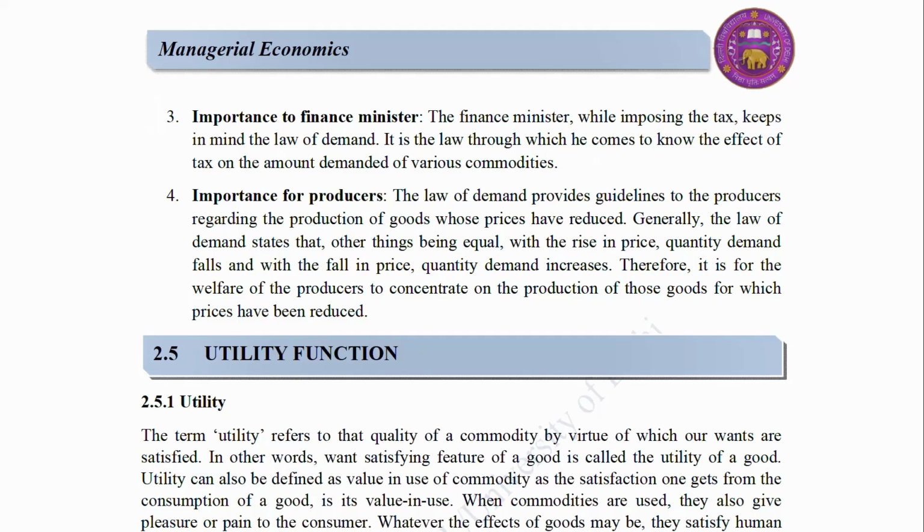Generally, the law of demand states that, other things being equal, with the rise in price, quantity demanded falls, and with the fall in price, quantity demanded increases. Therefore, it is for the welfare of the producers to concentrate on the production of those goods for which prices have been reduced.